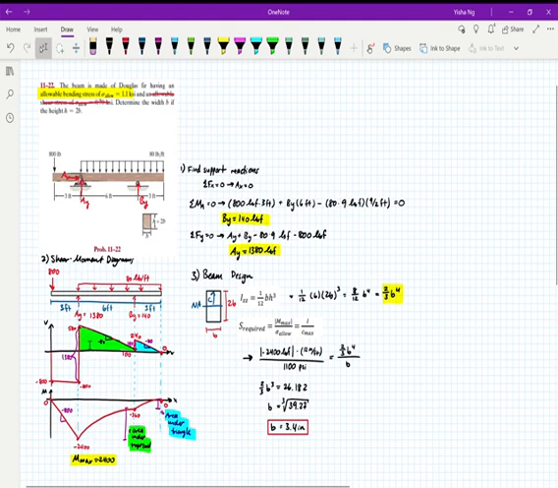If I take the area under this trapezoid, I know it looks like a triangle, but it actually doesn't touch the x-axis here, so it's a trapezoid. If I take the area under that trapezoid, it tells me the vertical change in my moment. So from negative 2400, if I take the area under the trapezoid and add it to negative 2400, I get negative 360.